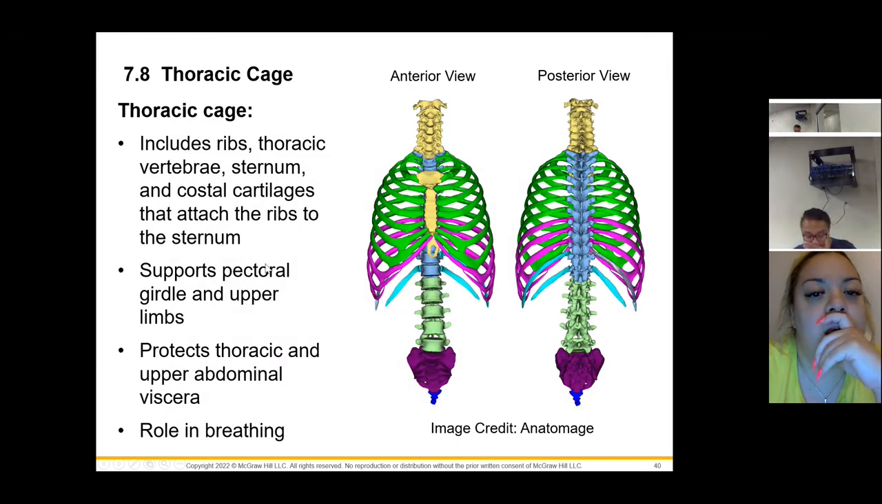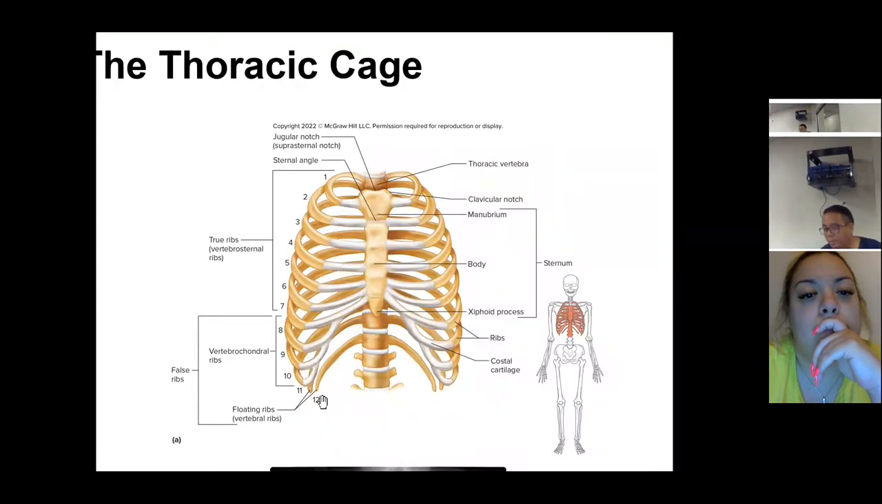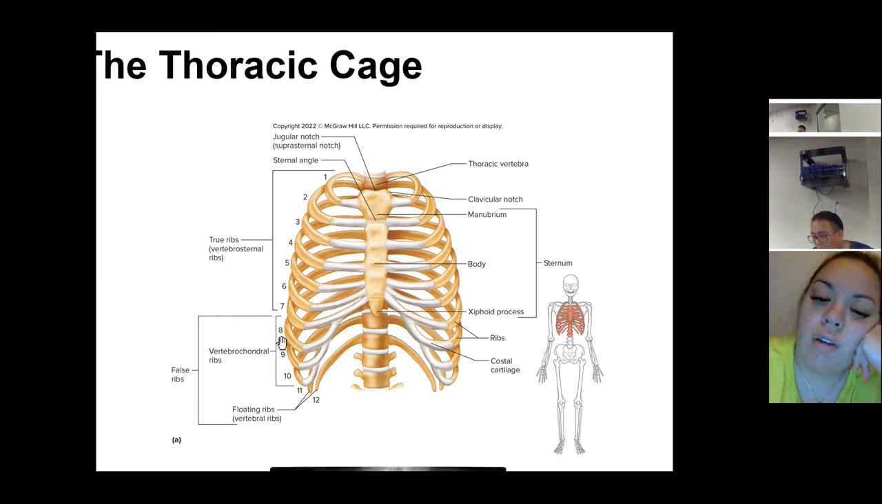Let us get to the ribs. I like this picture. This is the best. So let's look at the ribs. They're numbered. You have true versus false. And why do they call them true ribs? 1, 2, 3, 4, 5, 6, 7. If you notice, they all connect with their cartilage directly into the body or the manubrium of your sternum, this part, right? So 1, 2, 3, 4, 5, 6, 7, true ribs. Now, what are false ribs? Everything else, 8, 9, 10, 11, 12.